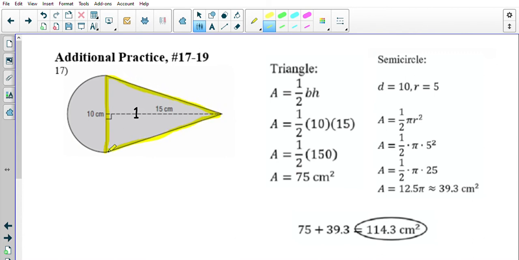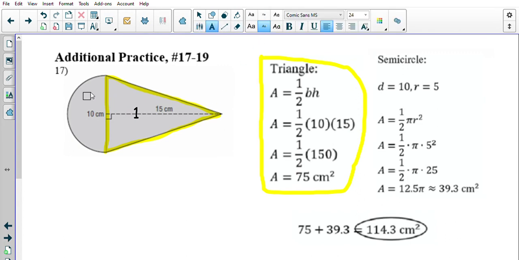And it's half times base times height, which is half times 10 times 15. So you can see that work here. 10 times 15 is 150, and half of 150 is 75 centimeters squared. So that's for region 1. Again, one big triangle with a base of 10 and a height of 15.